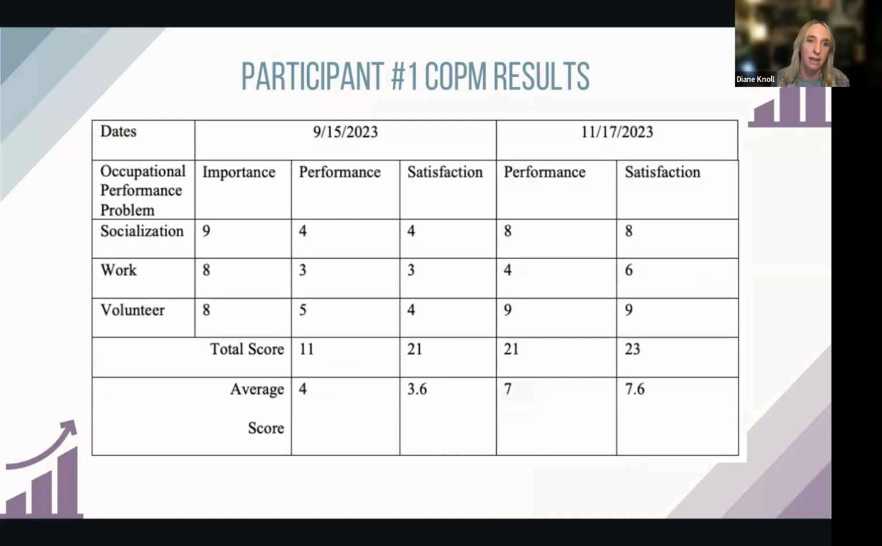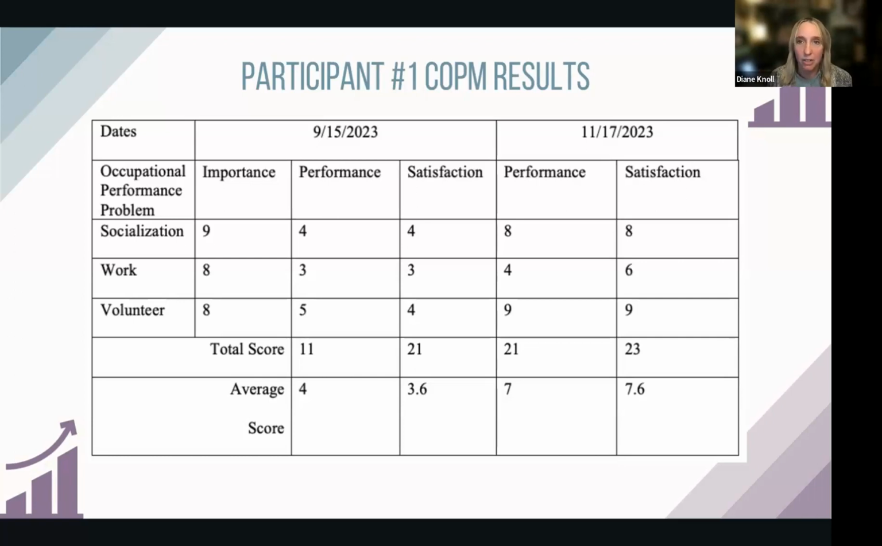He worked with Pages for Prisoners, so getting books to people that are in prison. Initially, performance was rated pretty low, an average of 4. Satisfaction with that performance was an average of 3.6.